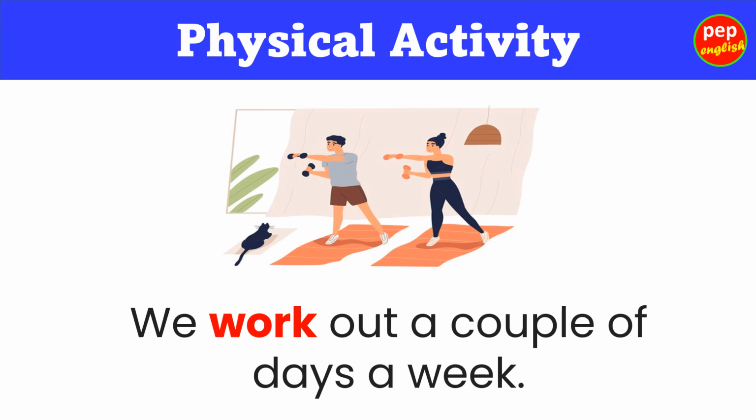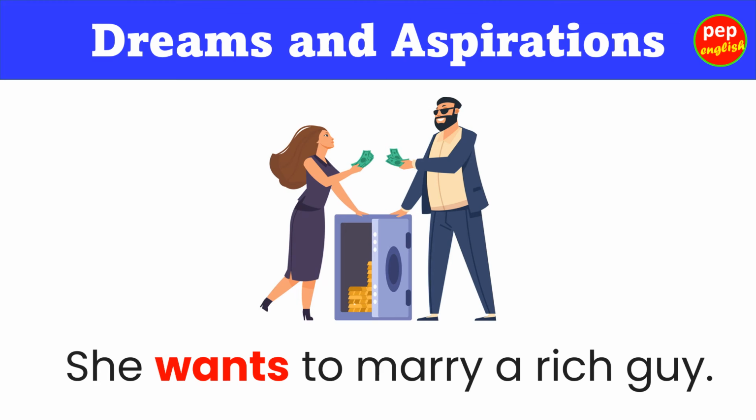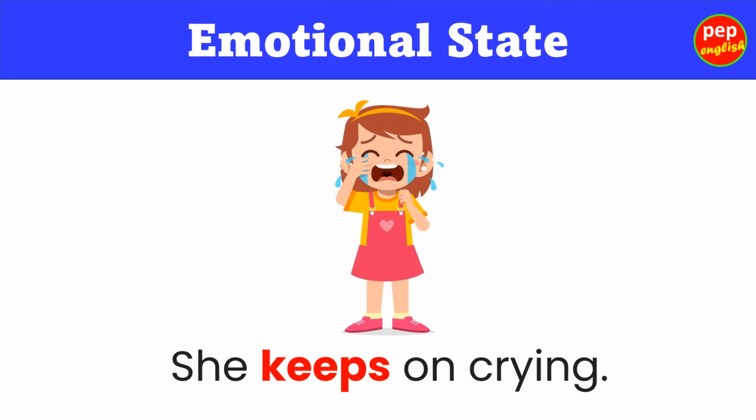Physical activity. We work out a couple of days a week. Dreams and aspirations. She wants to marry a rich guy. Emotional state. She keeps on crying.